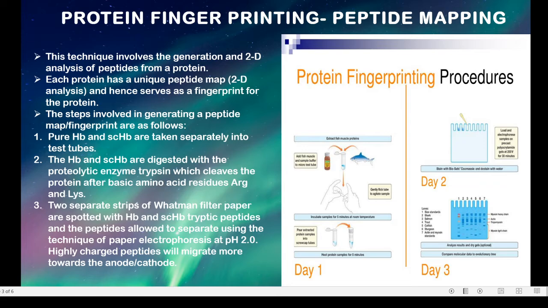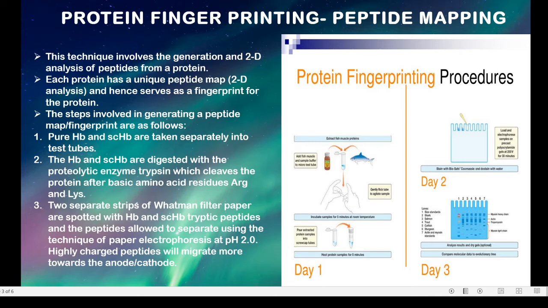The steps involve that you isolate the sample of hemoglobin from two different individuals. A normal hemoglobin and a sickle cell hemoglobin are taken in two different test tubes, and treated with an enzyme called trypsin. This trypsin will cut the protein into peptides at residues having the amino acids arginine and lysine. So wherever in the protein it finds arginine and lysine, it will cut the peptide bond there. So the protein will now get converted into peptides.